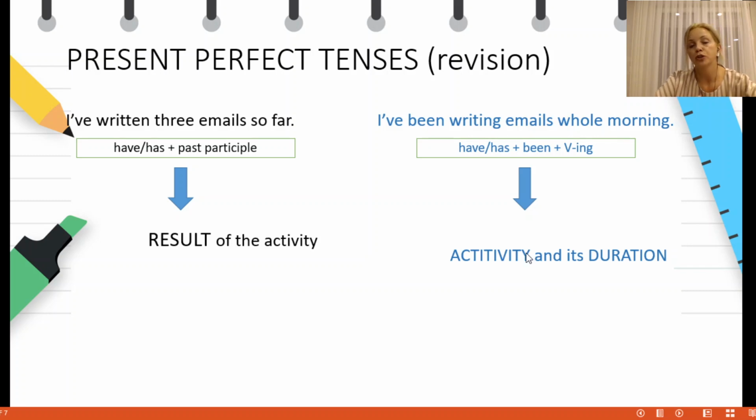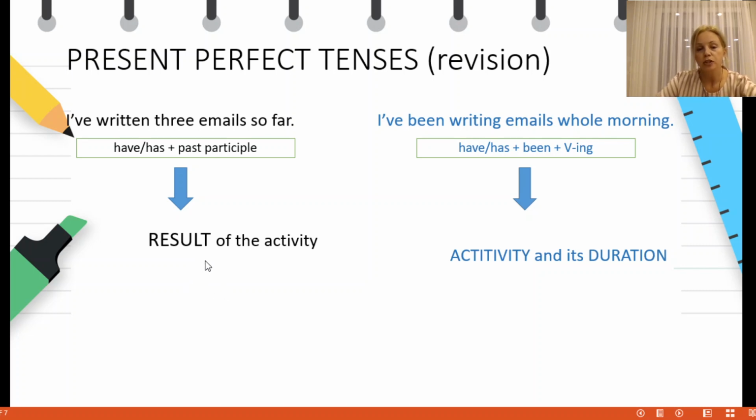So I want you to pay attention to the time I spent writing the emails, how I spent a lot of time doing that. Maybe I'm tired because of it. Whereas in the first one, I'm going to go back to it, I want to focus only on the result.